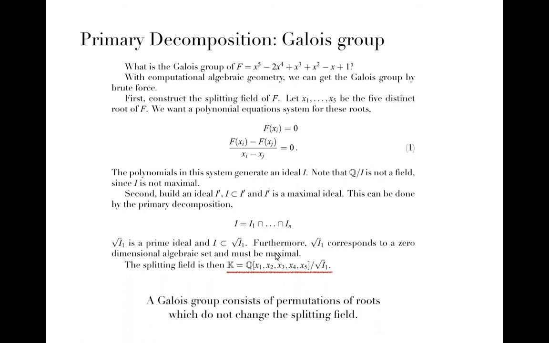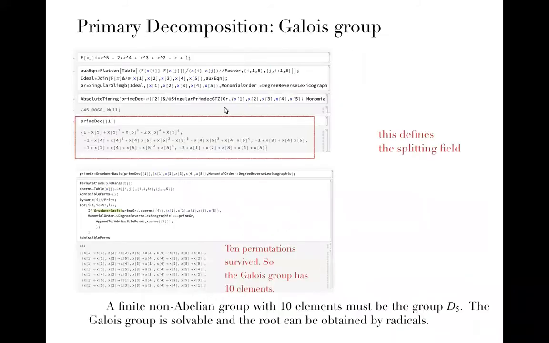it must be maximal. But since we are using Q here, it's not guaranteed that it's completely factorized, so it may not be just one point; it may have many points. Then the splitting field is this polynomial ring over this radical I1. So everything is calculable. Now you have this polynomial ring here.